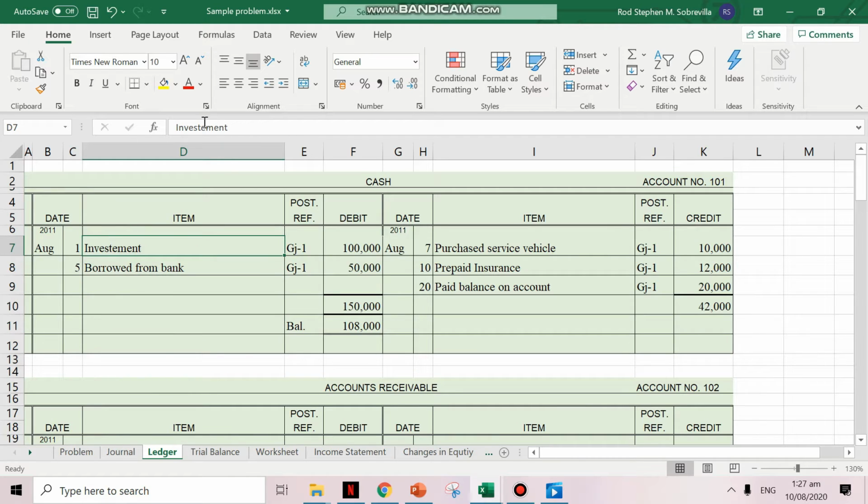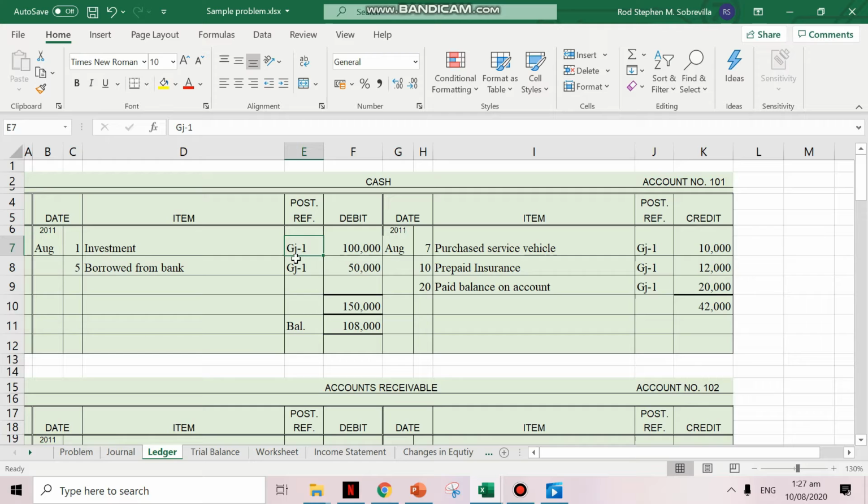Basta yan. Alam niyo na investment yan. Yan. So, ilalagay niyo yung date, ay yung amount sa debit. Since debit siya, di ba? And then, itong post reference, again, paano nito nakukuha? Yung initials ng LED ng journal.